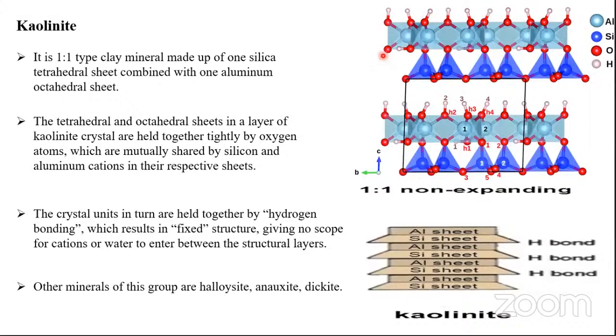And also, between these two layers, the aluminum octahedra and silica tetrahedra, there will be hydrogen bonding. So this keeps the lattice structure and the mineral very stable and strong. This is what I explained here, this is the theoretical explanation. Both crystal lattices will be held by the hydrogen bondings. Another examples for kaolinite are halloysite, anauxite, and dickite. So this is a 1:1 non-expanding type. This is regarding the kaolinite type of clay minerals.